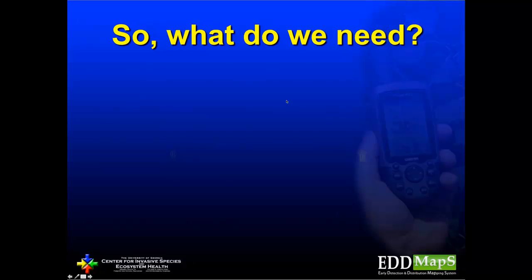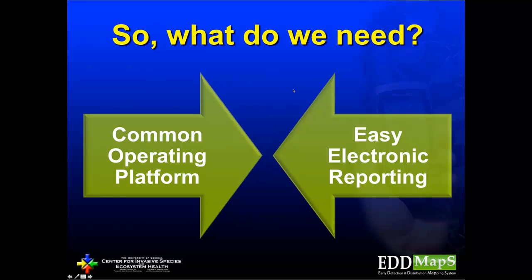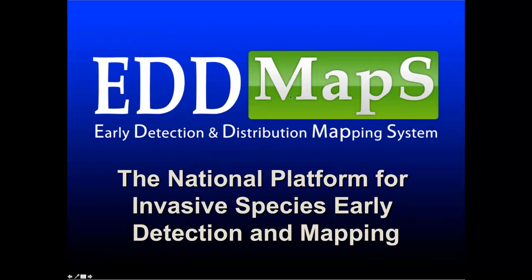We need a common operating platform for invasive species data. And we need a way for easy electronic reporting of species. So when something like garlic mustard's found in a new location, it can be recorded and there can hopefully be a response to it. So in 2005, we started development of a program we call EDDMapS. And EDDMapS stands for Early Detection and Distribution Mapping System.